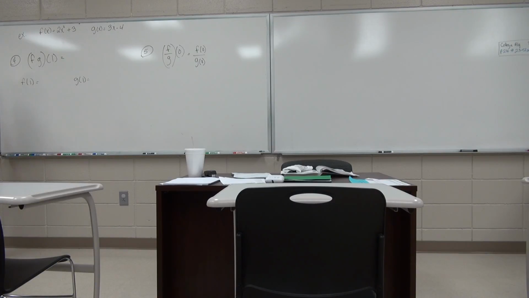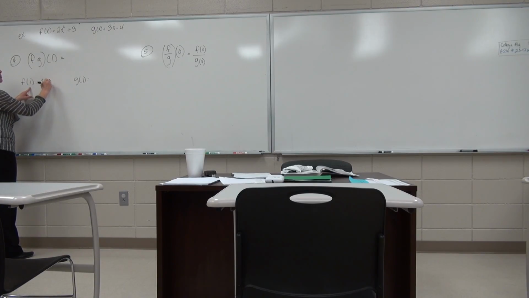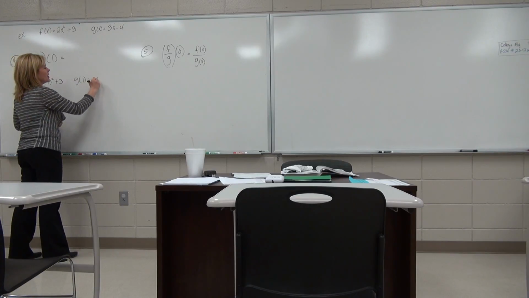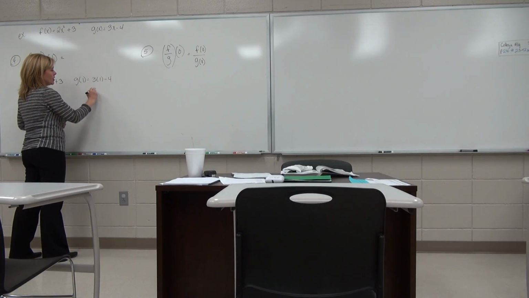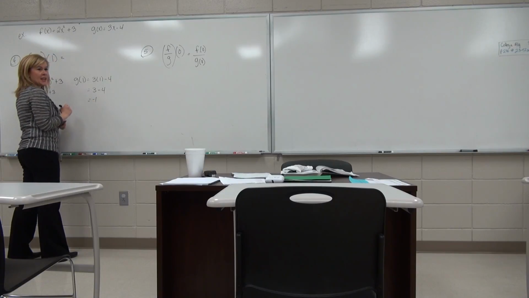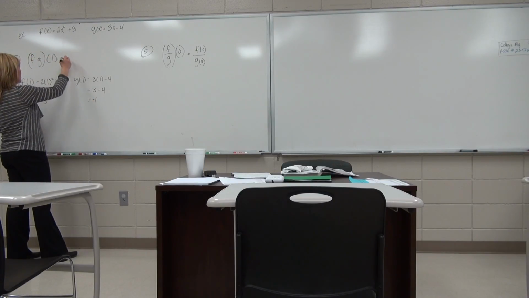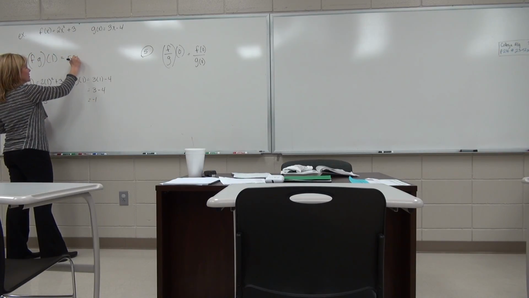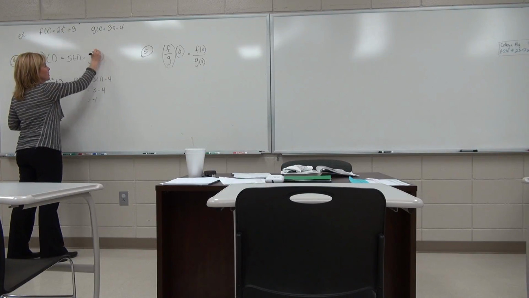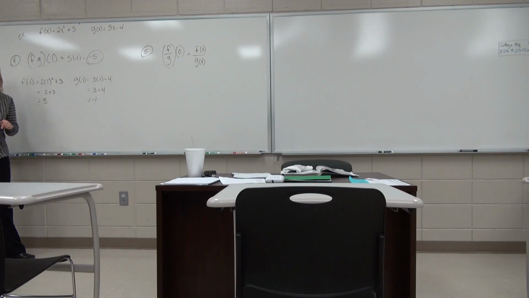Doing okay? F of 1 would be 2 times 1 squared plus 3, or 2 times 1 is 2 plus 3, which is 5. G of 1 would be 3 times 1 minus 4, or 3 minus 4, which is negative 1. So if I'm multiplying them, I need to say 5 times negative 1, which gives me an answer of negative 5. Good there.